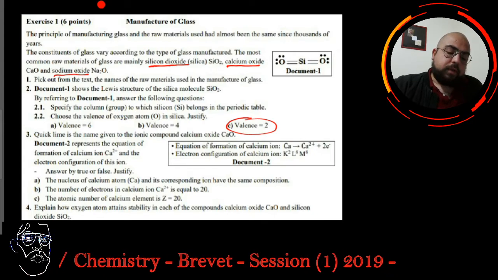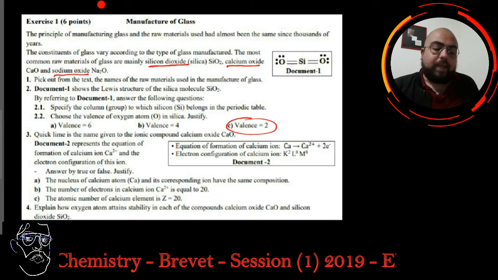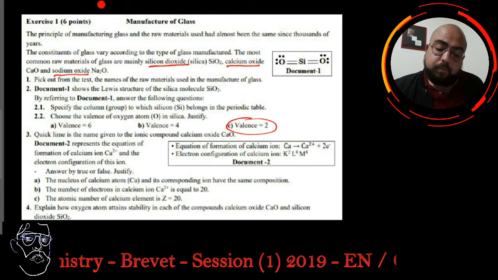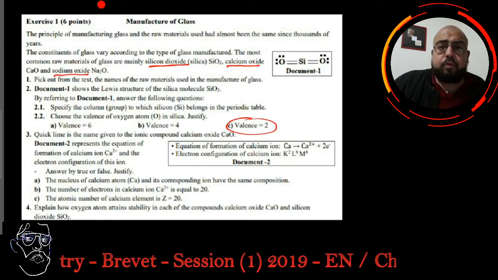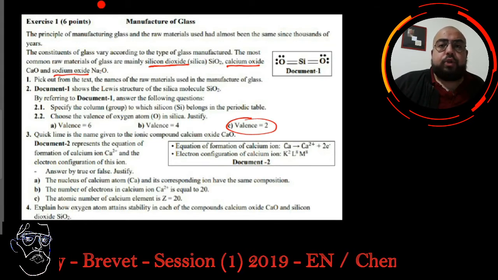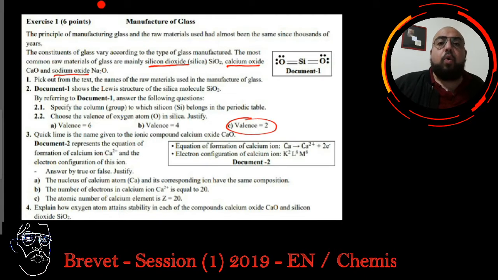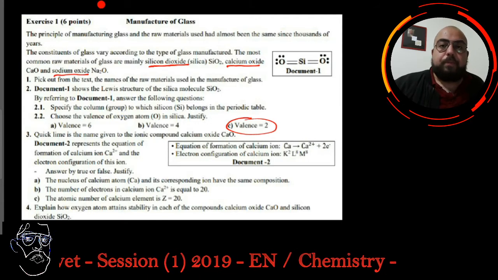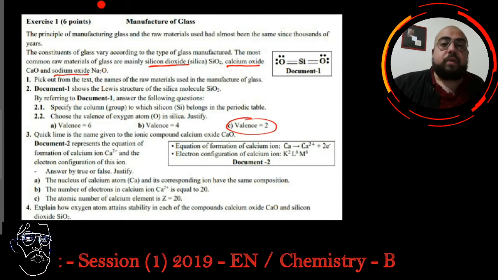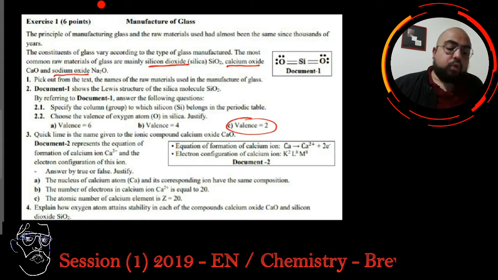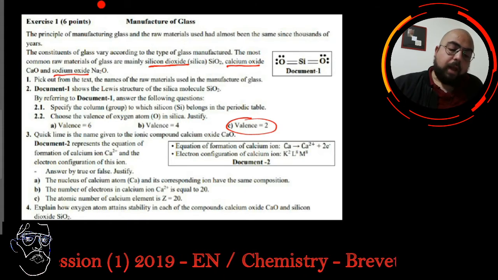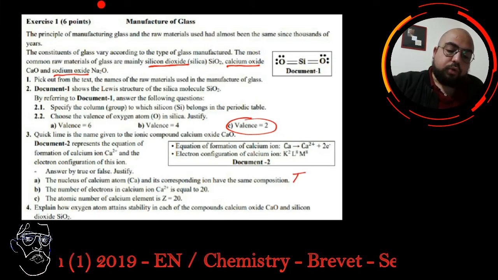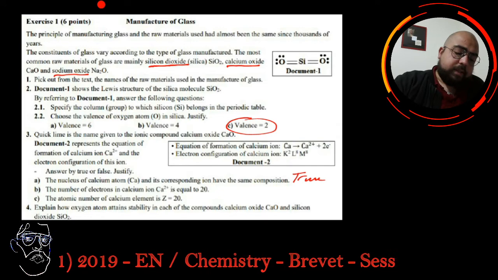Answer by true or false, justify. The nucleus of calcium atom, Ca, and its corresponding ion have the same composition. It's true. The nucleus will not change. The number of protons and the number of neutrons will remain the same. What I'm exchanging is actually the electrons. So protons and neutrons are conserved. That's why the nucleus of the calcium atom and its corresponding ion have the same composition. This is true.